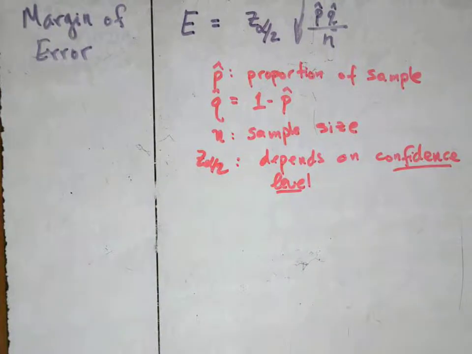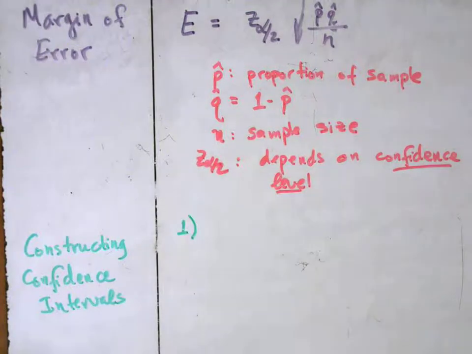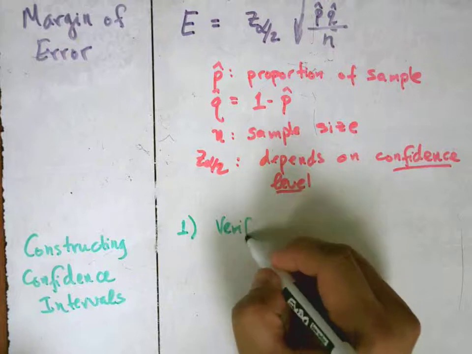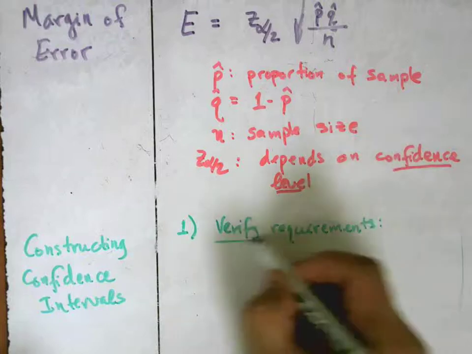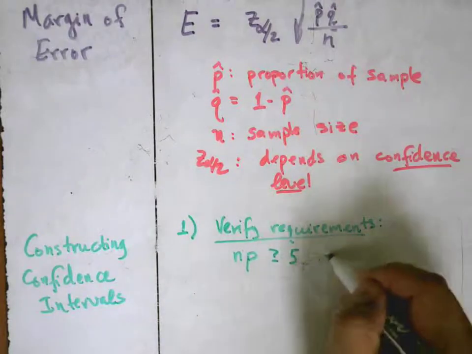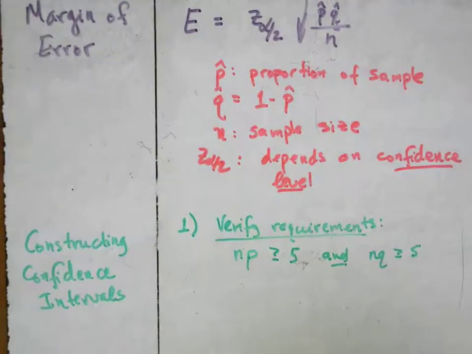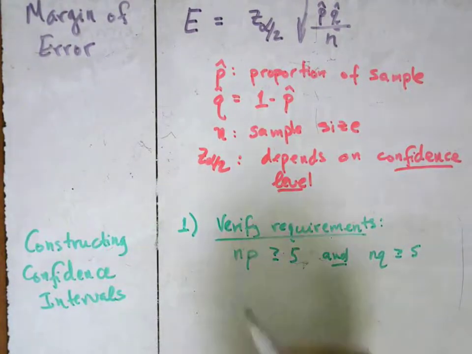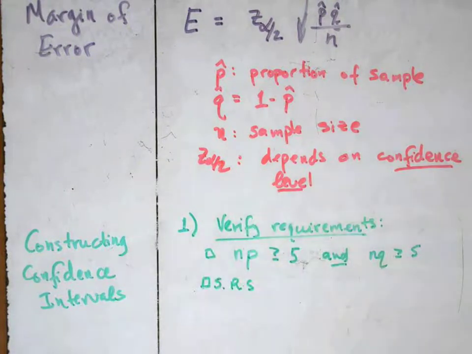Now let's look at constructing confidence intervals. And first, there's really 5 steps to this. The first is to verify the requirements. And there's a couple of them. One is that np is greater than or equal to 5 and nq is greater than or equal to 5. Next, we need to check that this is a simple random sample. So that's the first requirement. Second requirement. Okay. And so if these requirements aren't met, then we cannot even use the rest of these mathematics.